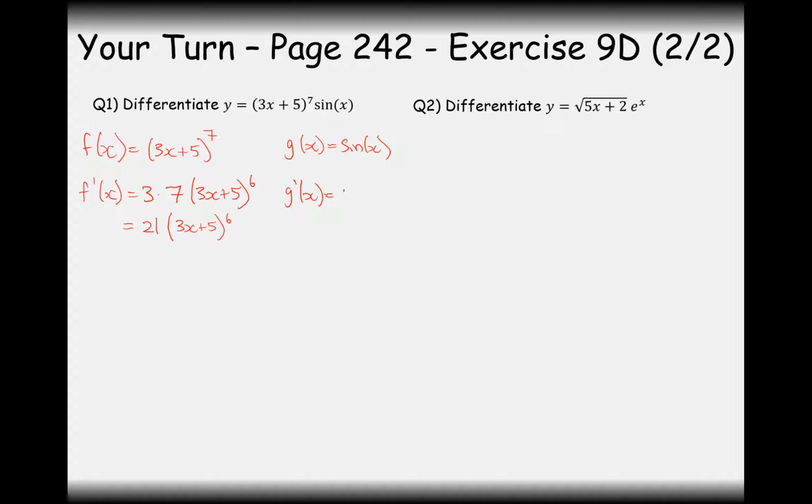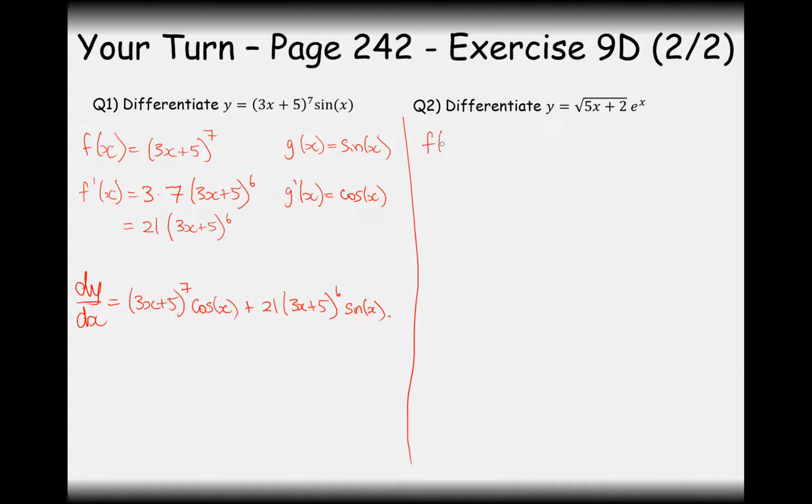And the final thing we're going to have to do here is just put this all back together. So applying the product rule now, so do a bit of cross multiplying. (3x + 5) to the power of 7 times cos x plus 21(3x + 5) to the power of 6 times sine x. Good, perfect. Second question, a bit more tricky here now.